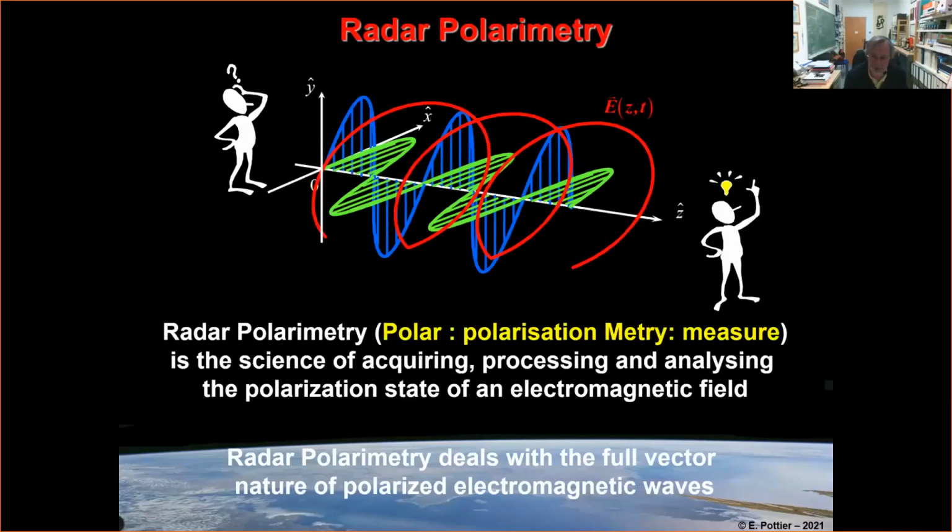Okay, so if we come back to the definition of radar polarimetry, so radar, you know what it means. Polarimetry, polar means polarization, metry means measure. So radar polarimetry is a science. Yes, it's a science to acquire, to process, and to analyze the polarization state of an electromagnetic field. And so, for sure, as you can see on this slide, you have two components: the green one, the blue one. So it means that somewhere you are going to deal with a full vector nature of a wave.